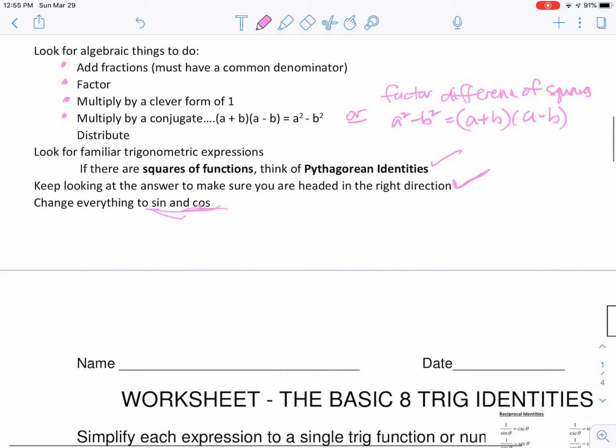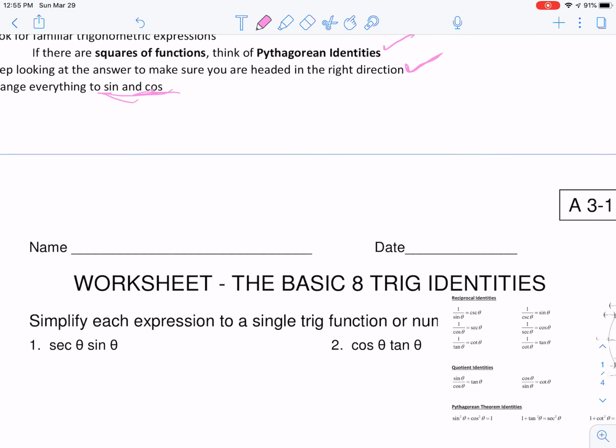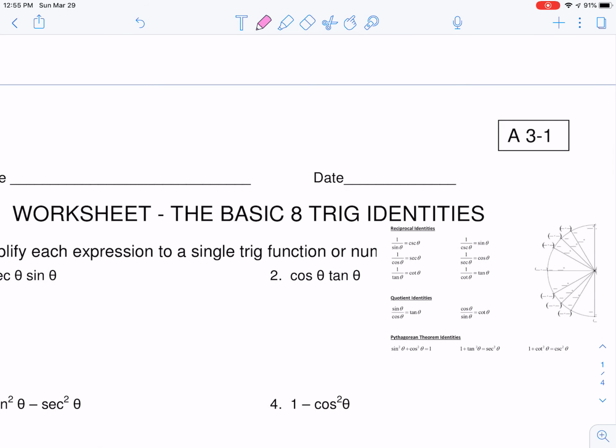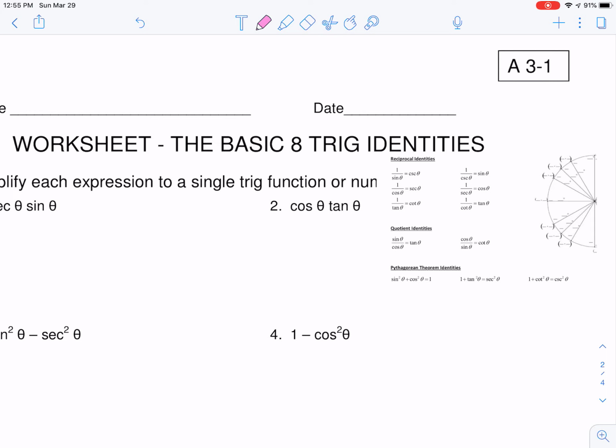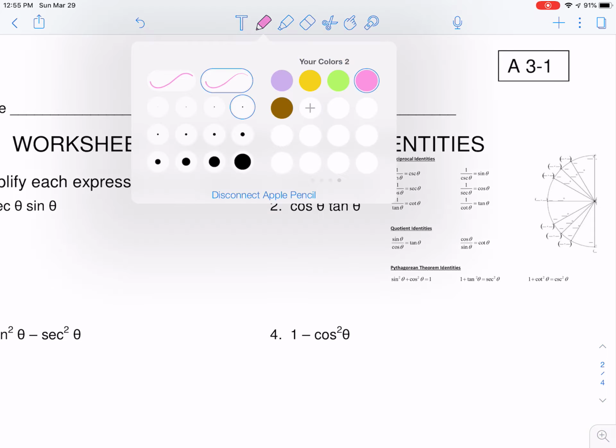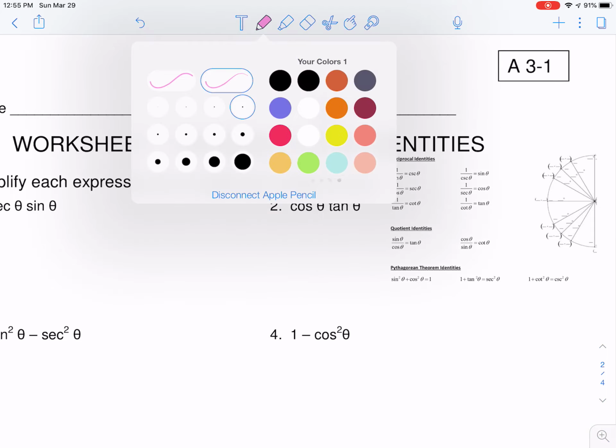So what I'm going to do is I'm going to do the evens on this worksheet for you right now, and then the odds will be your homework. The first thing I did is I copied and pasted the section that we're doing for today.